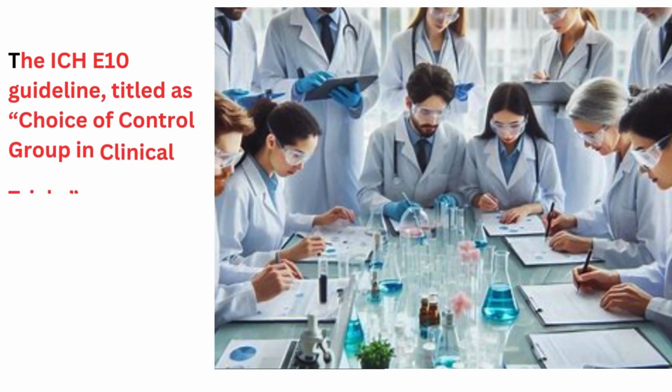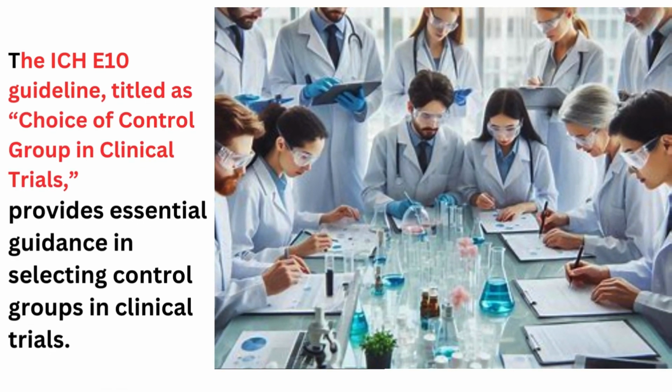The next one is the ICH E10 guidelines. It is titled Choice of Control Groups in Clinical Trials. It provides essential guidance in selecting the control groups in clinical trials.